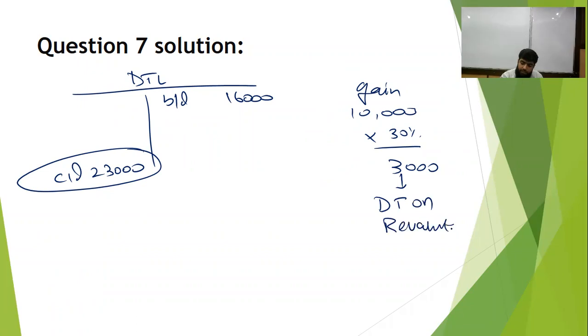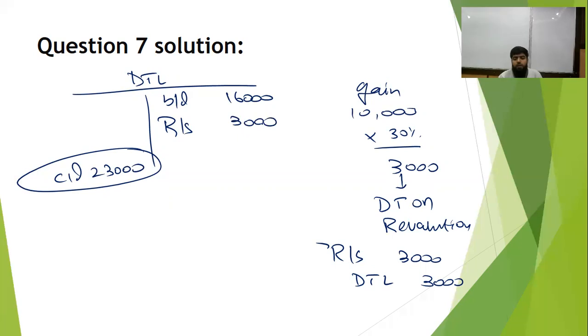And let's prepare the entry for this one. The entry would have been revaluation surplus debit, deferred tax liability credit. It means if we are going to post this entry, revaluation surplus will be debited, but the deferred tax liability will be credited with the value of 3,000.